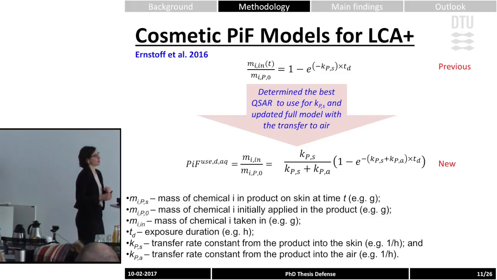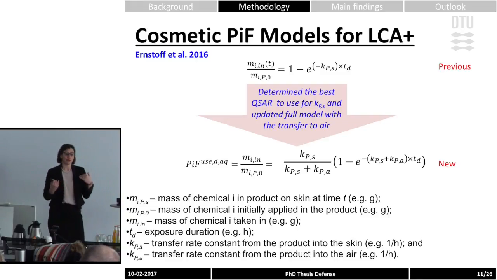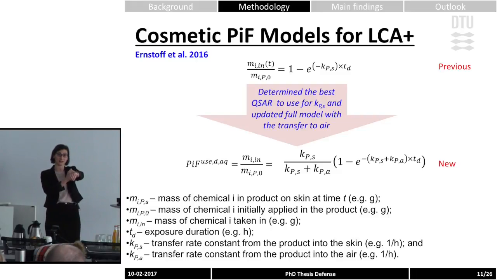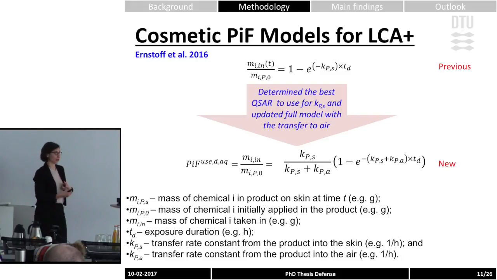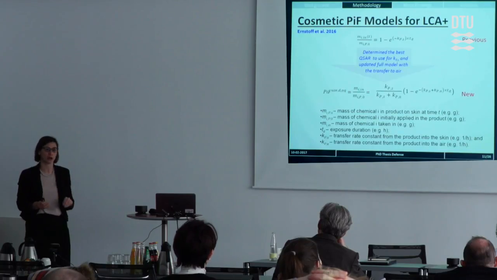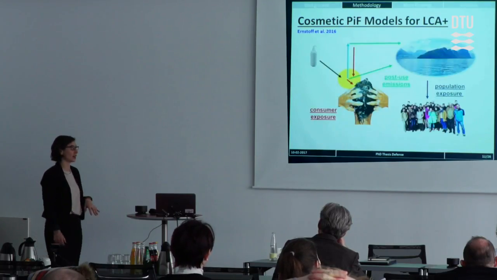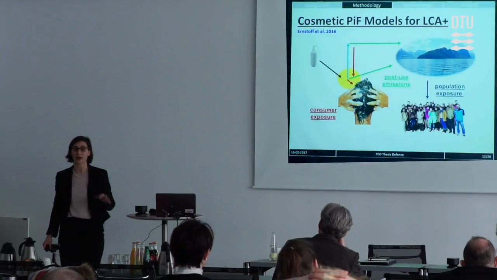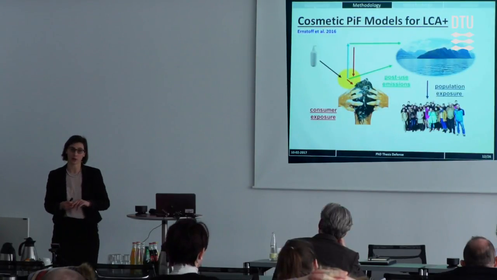And this term is able to take into account the transfer of a chemical into the air as a competing pathway. So you can imagine if you have a chemical on your skin in a cosmetic, it can be volatilizing and going into your skin at the same time. So these two additions, determining the best QSAR and updating this model to include transfer to air, are novel, but really the most important part of this is that the transfer to air allows us to complete the full mass balance of fate and transfer of a chemical in a cosmetic.